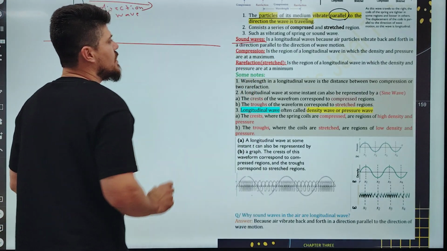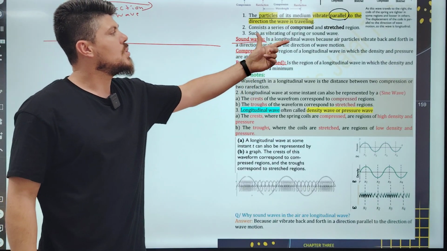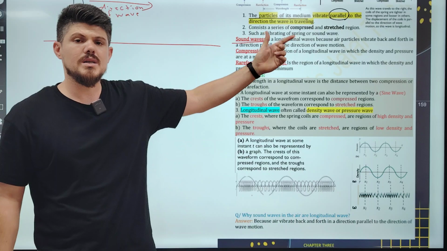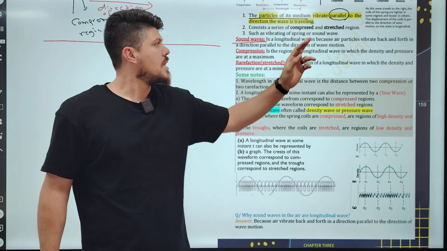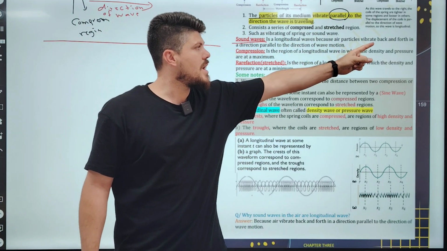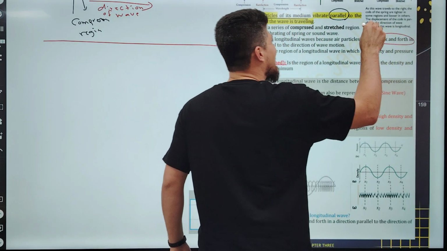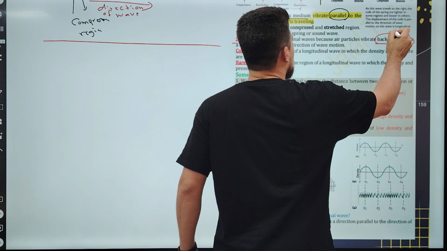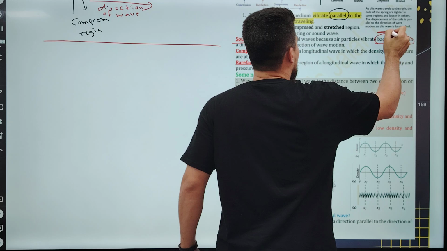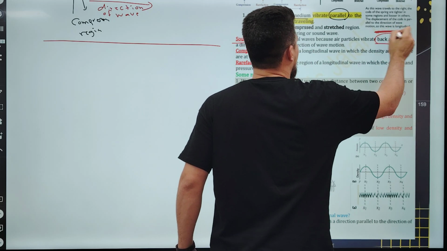What is sound wave? Sound wave is a longitudinal wave. Why is sound wave a longitudinal wave? Because air particles vibrate back and forth. What do you mean by back and forth? It means that the particles vibrate parallel to the direction of the wave.